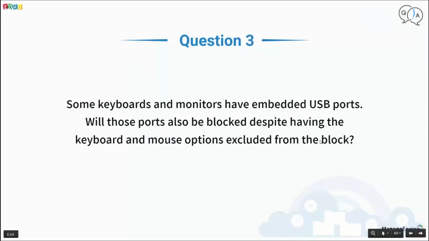The third one: some keyboards and monitors have embedded USB ports. Will those ports also be blocked despite having the keyboard and mouse options excluded from the block? Here, Desktop Central takes the information from the device manager. Even if they are used as part of a monitor or part of your keyboard, they will be termed as individual devices. We can get the device instance ID from the device manager. If you're unable to find the device used inside, you can very well make use of the device manager here, and you can allow or block it by adding the instance ID to the configuration.